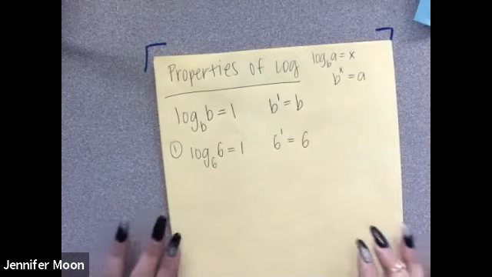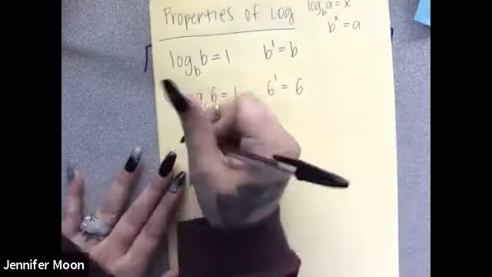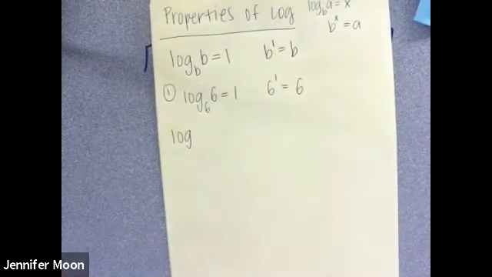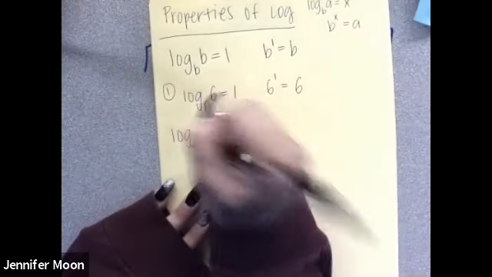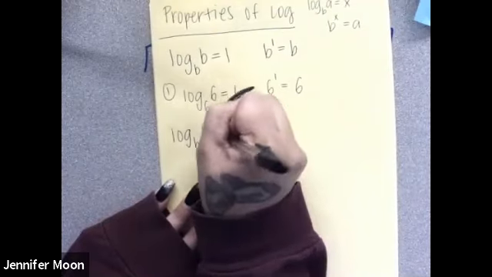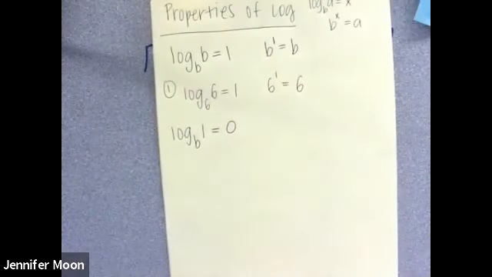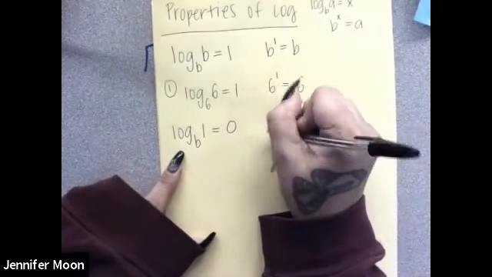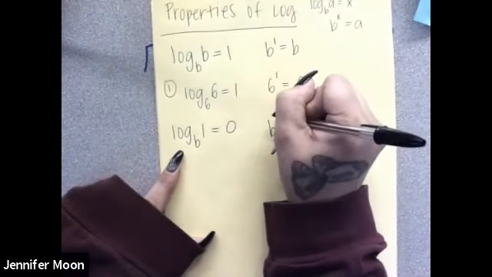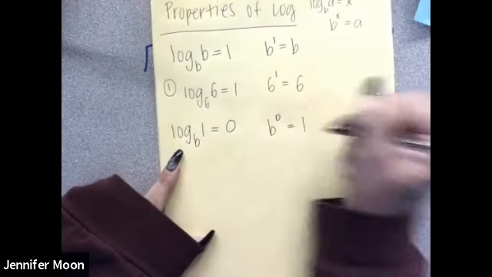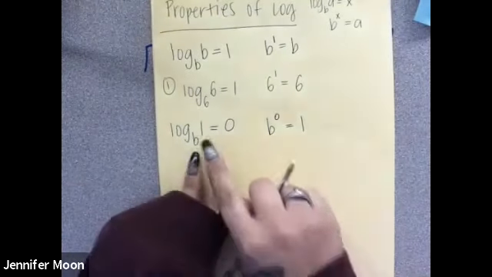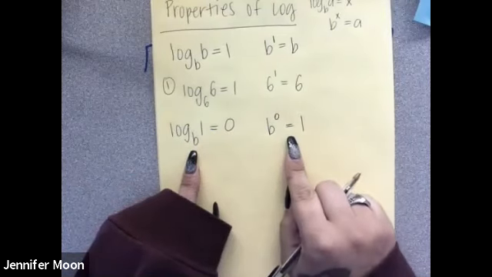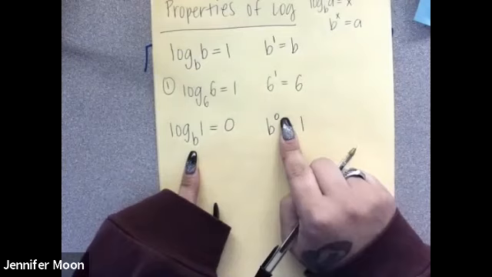Okay, so there's another property that says if we have log base b of 1, the answer is 0. And that's because if we have something raised to the 0 power, we get 1, right? So this is saying b to the 0 power gives me 1. Exponential form is saying b to the 0 power gives me 1.